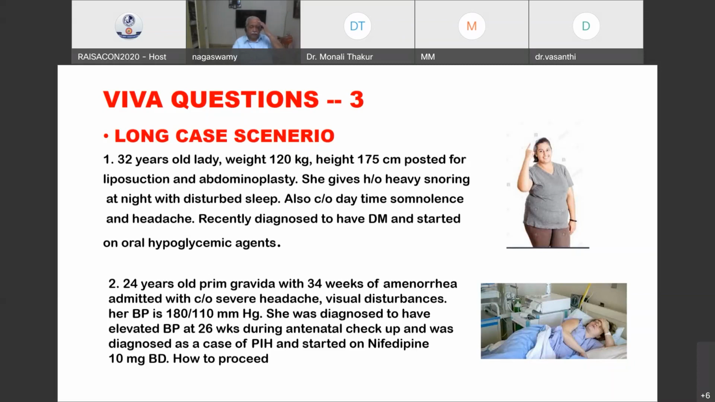Now, once you have given the induction agent and the relaxant, what will happen to the patient? Will they breathe, or will they become paralyzed and become apneic? They will go for apnea. Okay. In that apnea, this nasal prongs oxygen, how does it go to the lung? What is the mechanism?